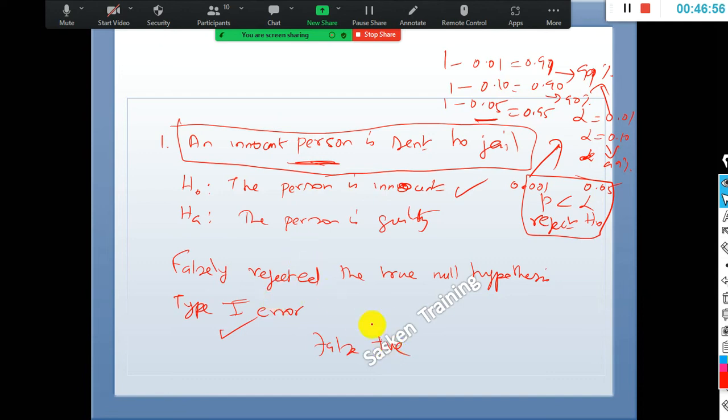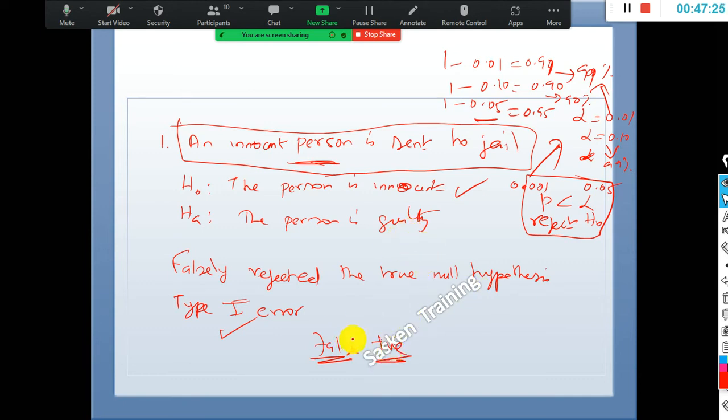Correct? False positive. Here you are saying that you falsely rejected the true null hypothesis. True null hypothesis, positive, right? You are saying that this person is innocent. Let's say in this case, the person is healthy, but you are rejecting and saying the person is COVID positive, right?